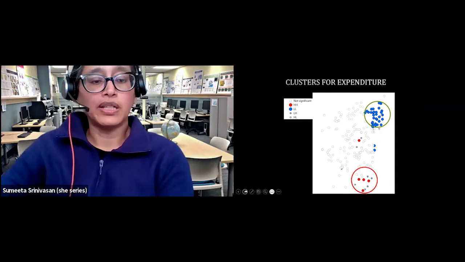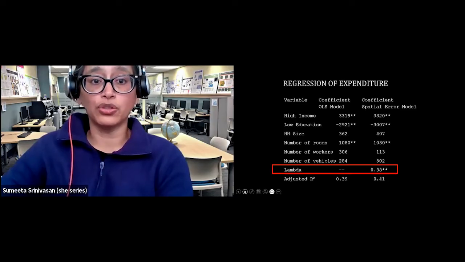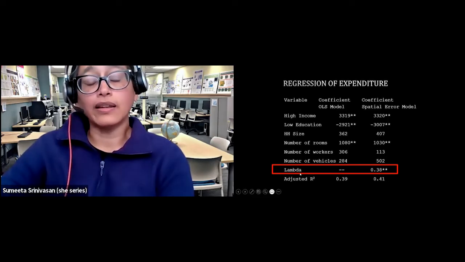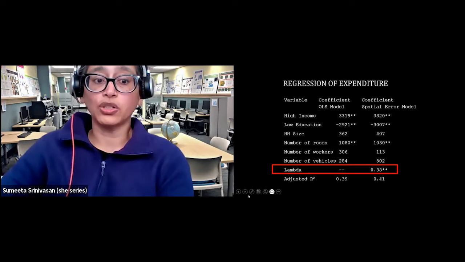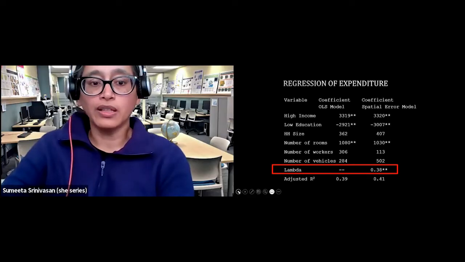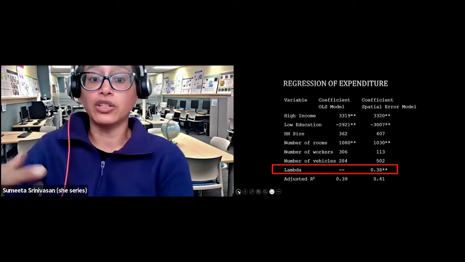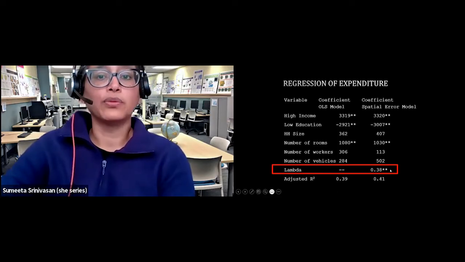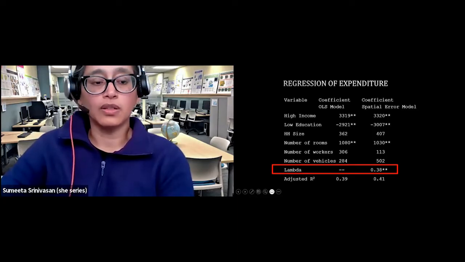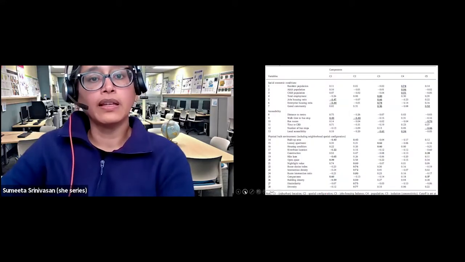So those are places of interest, which you can then run the standard regression models on, which tell you that even after controlling for income and education, as we have here, and even after controlling for the spatial autocorrelation that you're seeing with those clusters, places which have low energy usage are surrounded by low energy usage, and places with high are surrounded by high. Even controlling for that, we're seeing that some of these are significant in predicting the ways in which households are spending on energy.